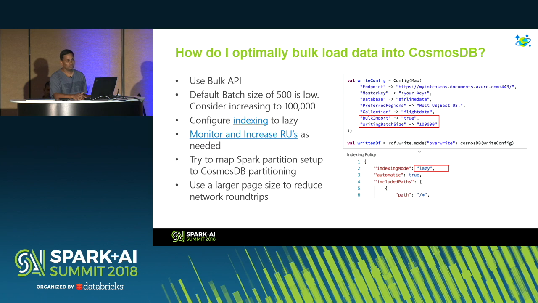The second thing is the default batch size on this bulk API is 500. It's kind of low. We had to go up to 100,000 rows per each call. And then the key to this performance in a bulk loading situation was actually to set the indexing to lazy. What happens is when you insert data into CosmosDB, it's indexing all the columns in there.